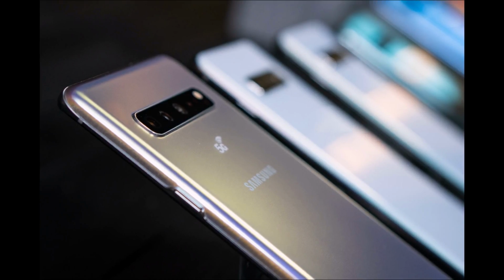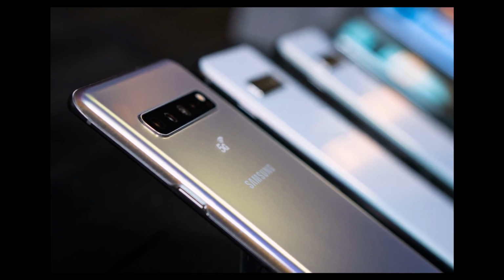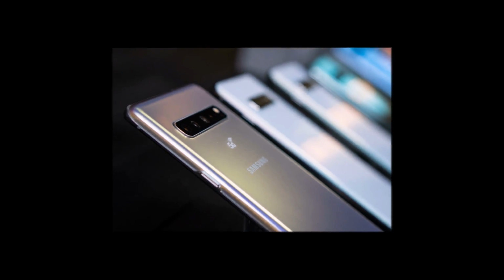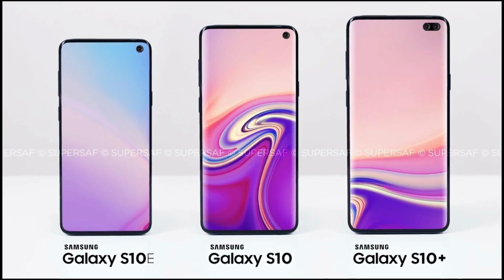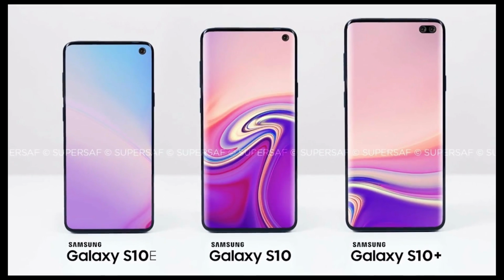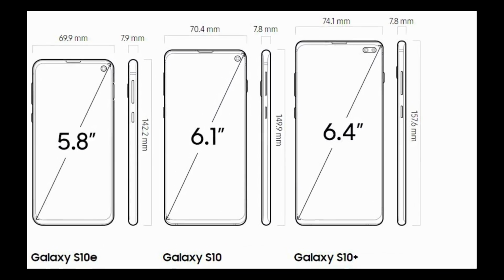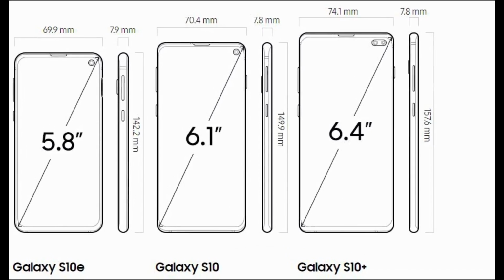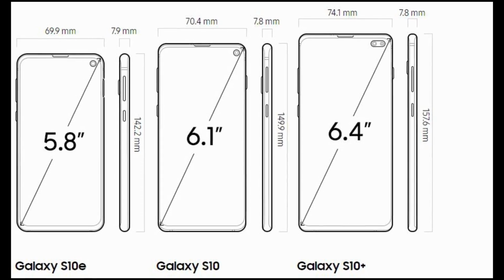So the first thing we are going to talk about is the display size. The Samsung S10e, which is the base model, has a display size of 5.8 inches with the maximum resolution of 2280 by 1080 pixels, while the S10 model has a display size of 6.1 inches with the resolution of 3040 by 1440 pixels, and then the S10 Plus model has 3040 by 1440 pixels with the display size of 6.4 inches. And all of these displays are dynamic AMOLED displays.